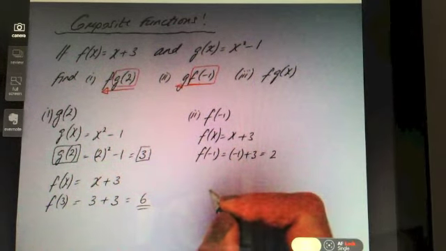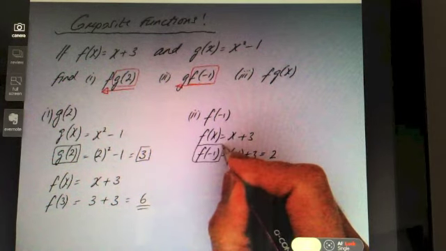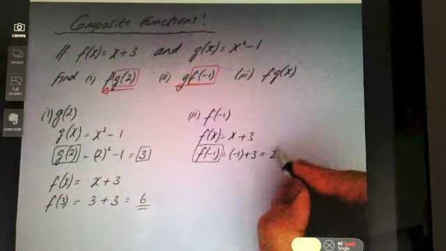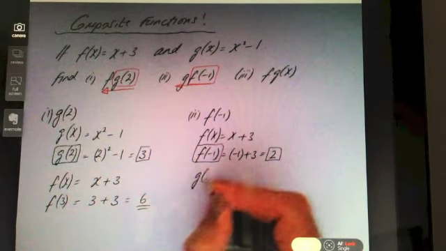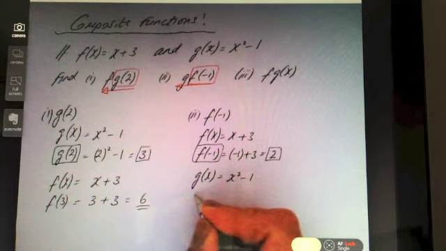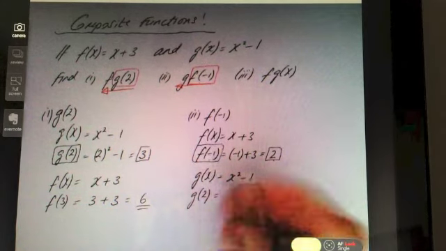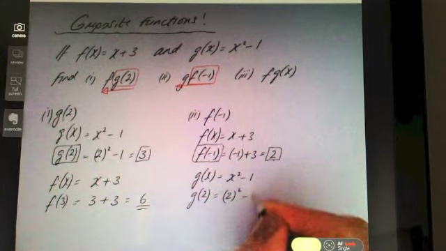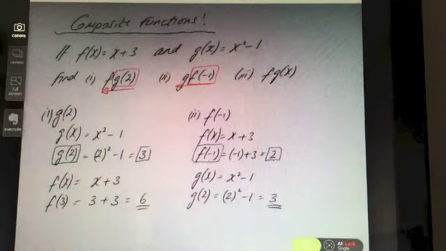So now I'm going to put that f of minus 1 into the g function. In other words, 2 is going to go into the g function. So the g of x function is x squared minus 1. So now g of 2, which is what f of minus 1 is, will be 2 squared minus 1, which is 3. So that's the answer for g of 2.